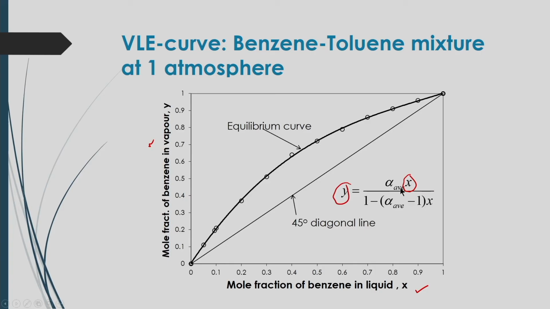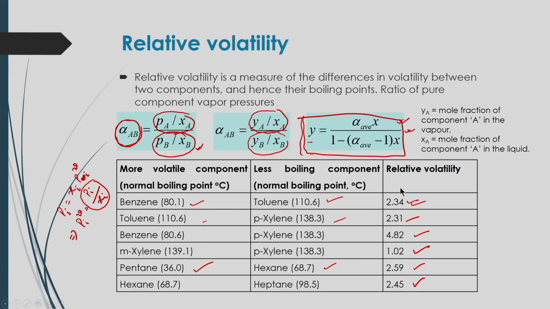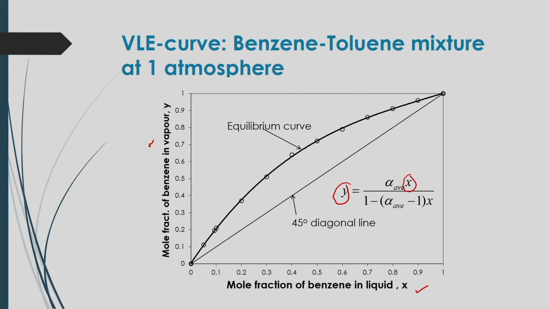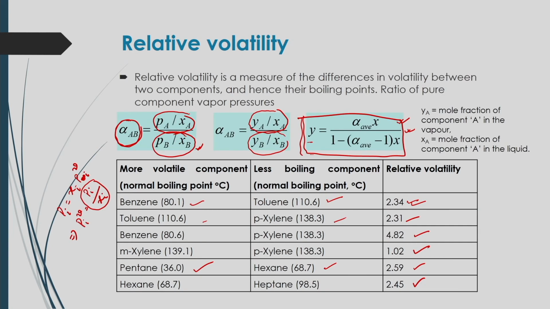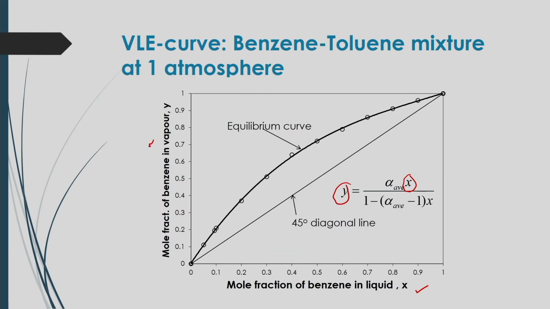Here, the alpha AB value is given in the table. For a benzene-toluene mixture, the relative volatility is 2.34. So if you write alpha as 2.34 and change the value of x accordingly, you will get the y value. If you plot this, you will get different y values for different values of x, and this line is the equilibrium line.